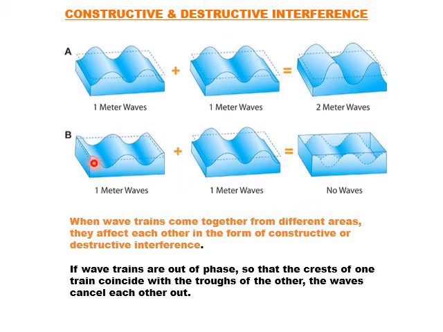But then there's other situations where 1 meter waves are going to meet in the ocean and they're out of sync. For instance, the crest of one wave train is going to be synced to the trough of the other wave train, and they're going to merge. And when that happens, that's going to be destructive interference, and effectively those waves are going to cancel each other out. They're going to disappear, more or less.